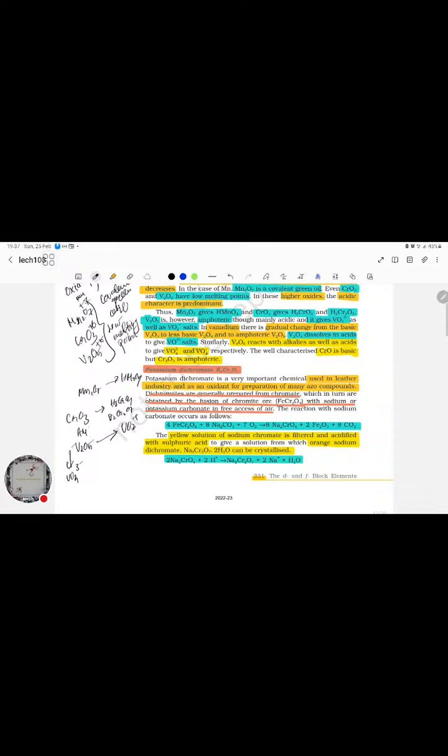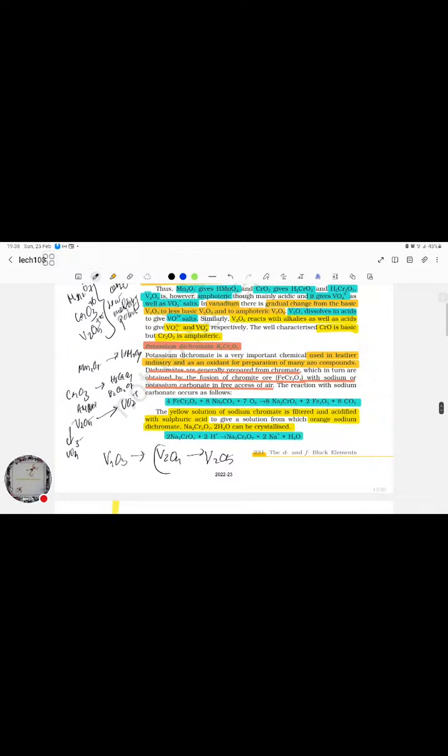Because it is an amphoteric oxide. In vanadium, it is a gradual change from basic V2O3 to less basic V2O4, and we obtain amphoteric V2O5. Yes, so V2O5 is going to be amphoteric. V2O4 is able to dissolve in acids. If it is able to dissolve in acids, it is basically undergoing an acid-base reaction, leading to the formation of VO4 3- and VO2+, respectively. So the well characterized chromium oxide CrO is basic, but Cr2O3 is amphoteric.